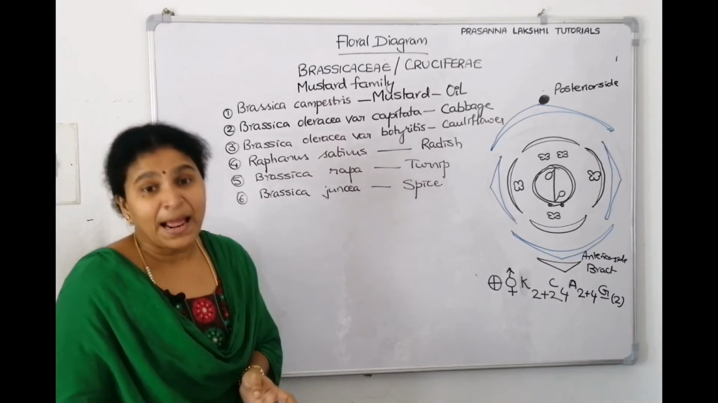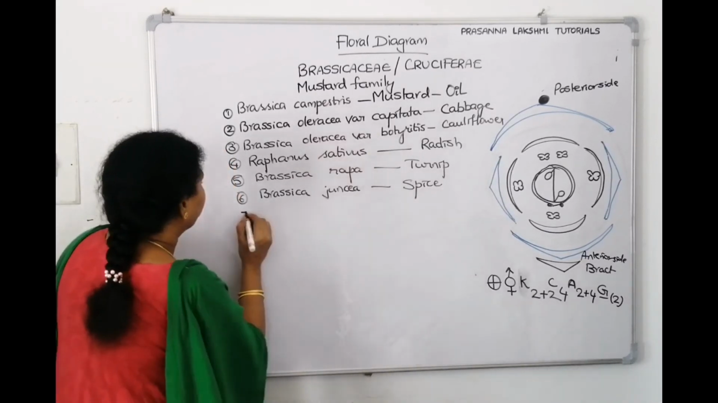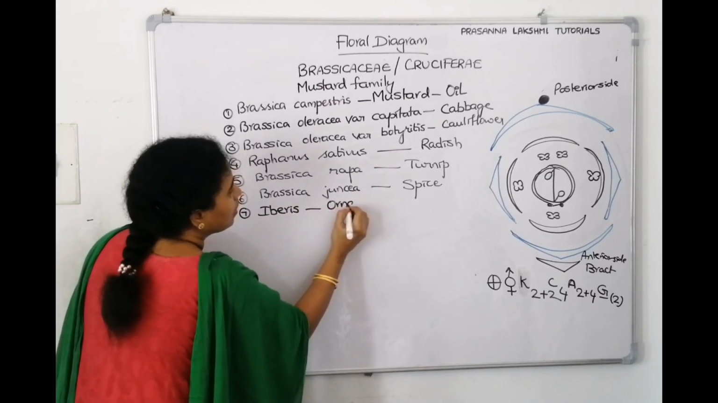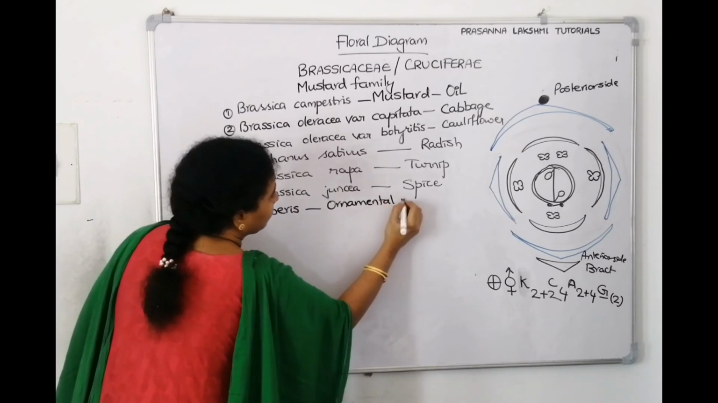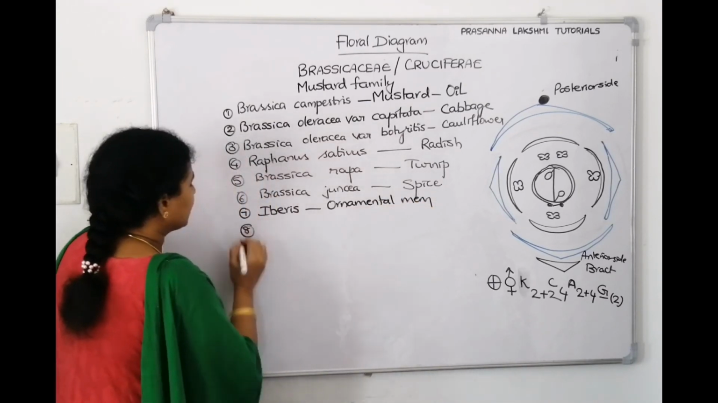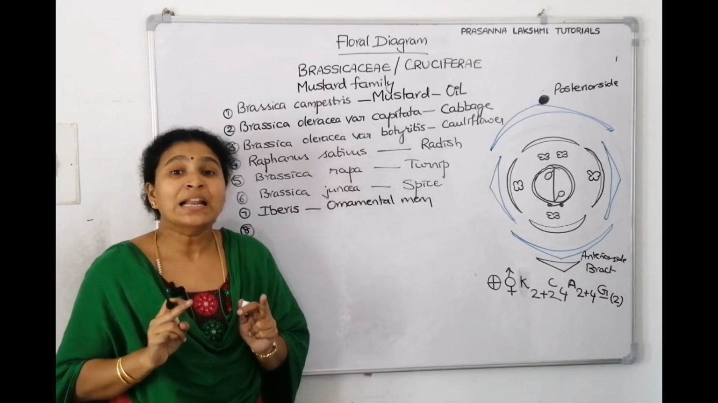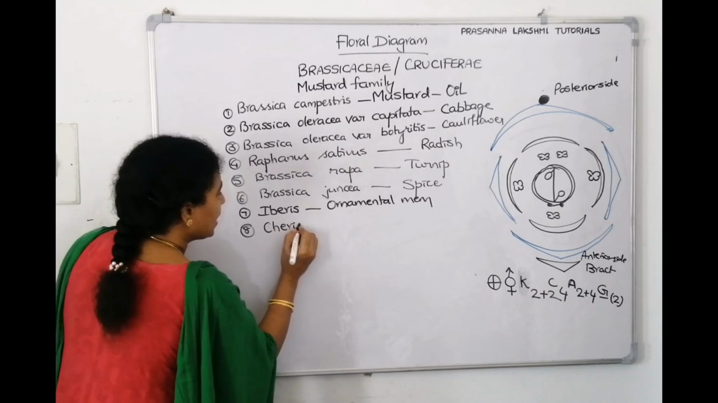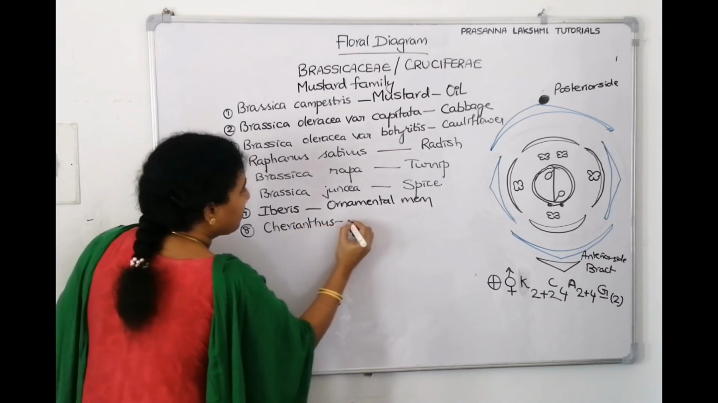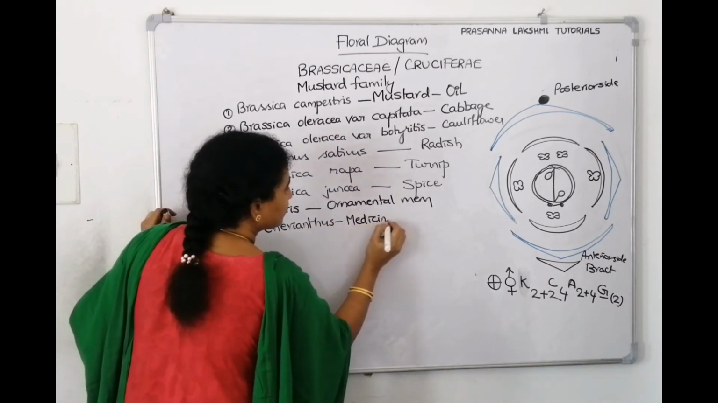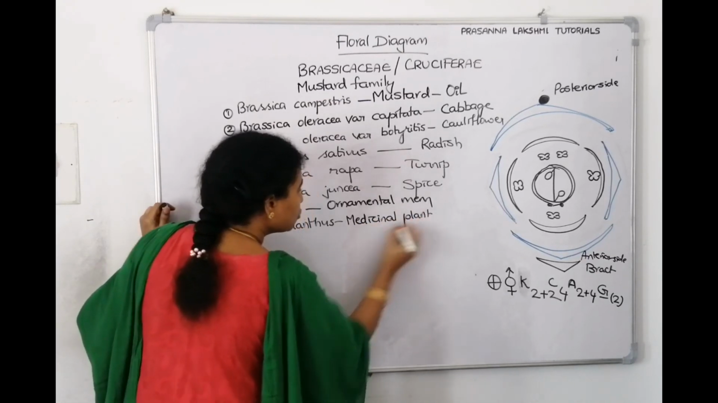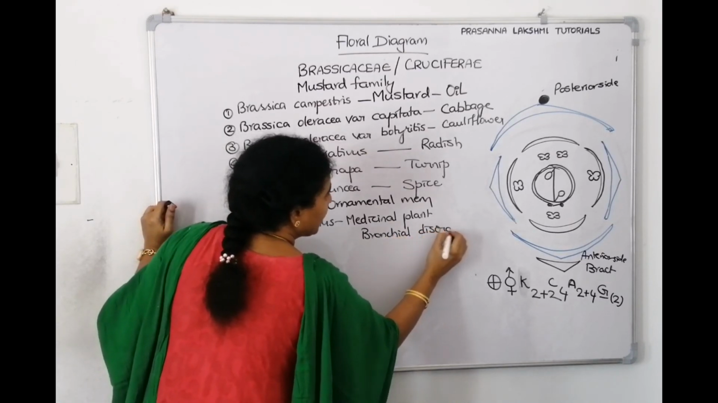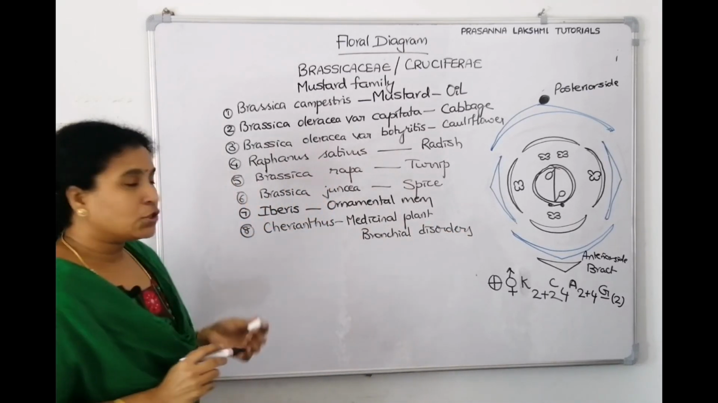Now, the ornamental plant of Brassicaceae is Iberis. What is this? Ornamental member in Brassicaceae. There is a medicinal plant which is called Cheiranthus, which is used to treat bronchial disorders. Cheiranthus. So, this is a medicinal plant of the family. It is used to treat bronchial disorders, respiratory disorders. So, we have seen so many members here.